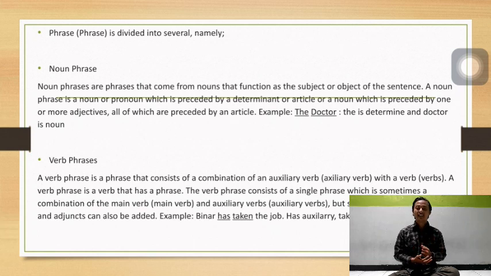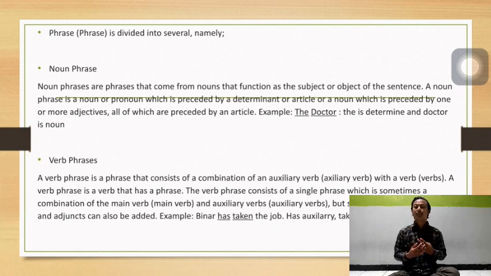A noun phrase is a noun or pronoun which is modified by a determiner or article, or a noun which is modified by one or more adjectives, all of which are preceded by an article. The example is "the doctor". The here is determiner and doctor is noun.